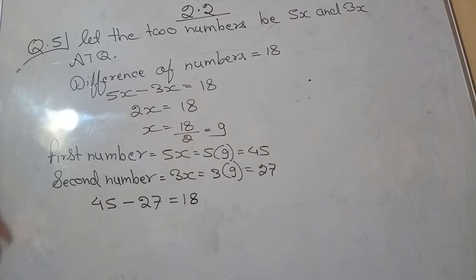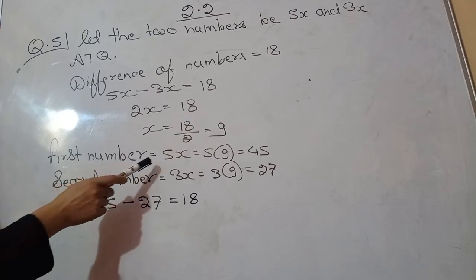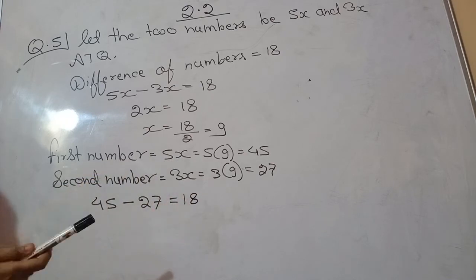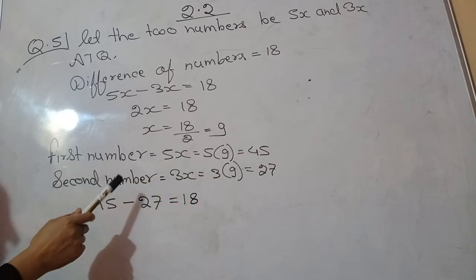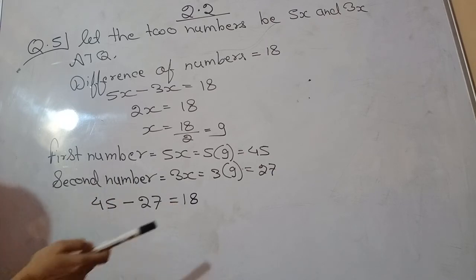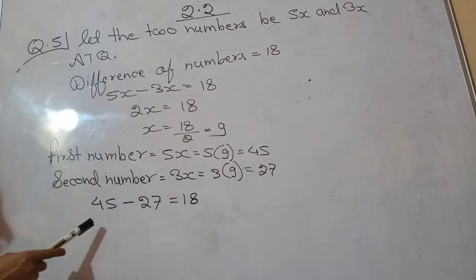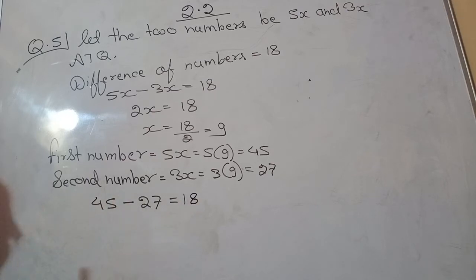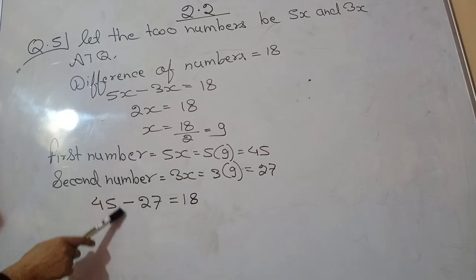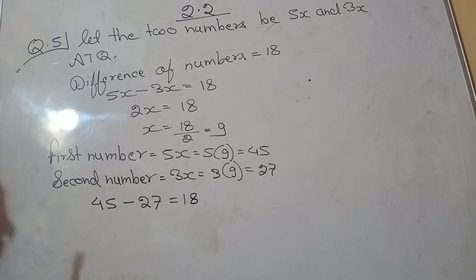Okay. Now x is not the number. What is our number? Number is 5x and 3x. So first number 5x, 5 multiplied by x means 5 multiplied by 9. 5 9s are how much? 45. Second number is 3x. So 3 multiplied by 9 gives us 27. And when we subtract 45 and 27, we will get 18 as a result. It means the variable which we have chosen and the result which we have obtained is correct for the given question, because 45 minus 27 gives us 18.